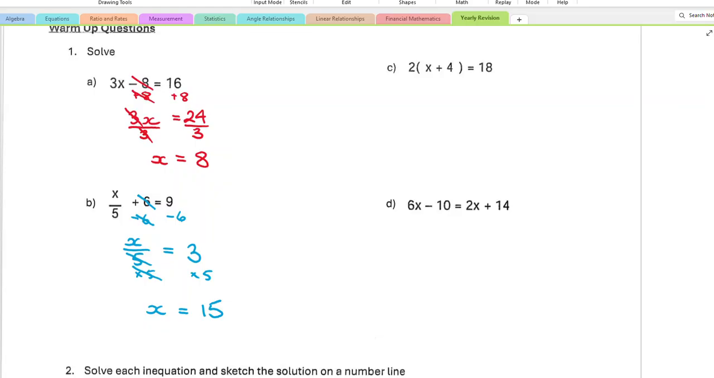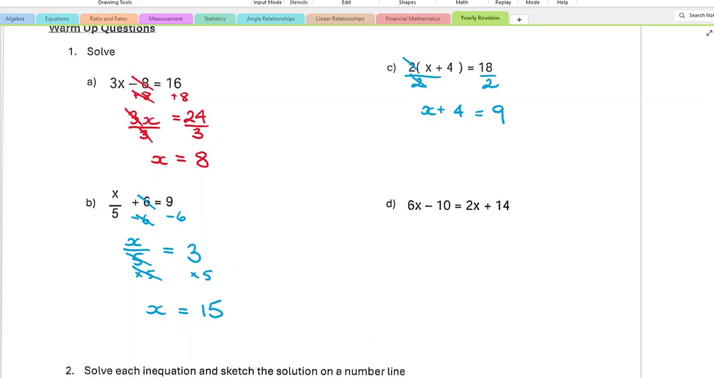3 times 5 makes 15 for the answer. Okay, so after that we have part C, which is a question involving brackets. Now you can do this question in two ways. You could expand those brackets out first and then solve as a two-step equation, but I'm going to do a slightly shorter process, which is if I have a 2 in front of the bracket, that means that 2 is times with that bracket, so I could get rid of the 2 by dividing by 2. So I divide each side of my equation by 2 and get x plus 4 is equal to 9. 18 divided by 2 is 9.